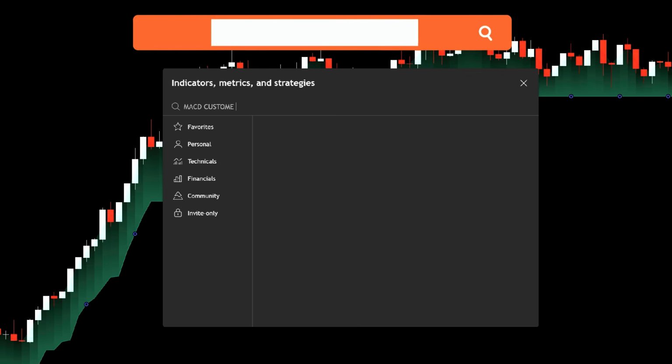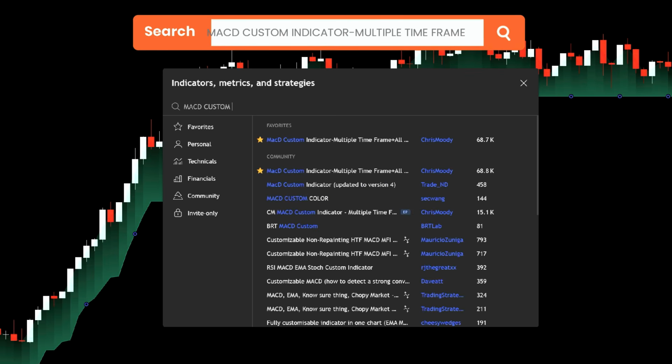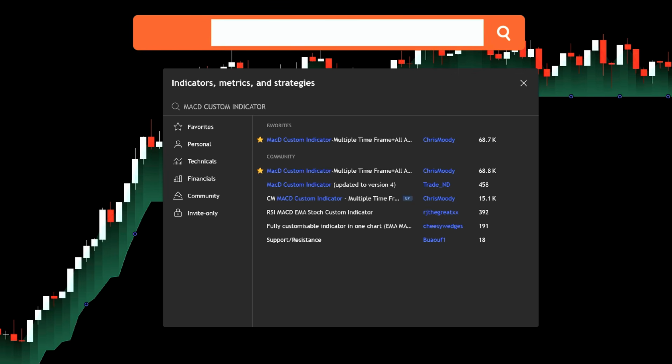Okay, second indicator. Go back to the indicators button on TradingView, click on it and open the search bar again. This one is called MACD Custom Indicator Multiple Time Frame. Type that in exactly and add it to your chart the same way you added the first one.